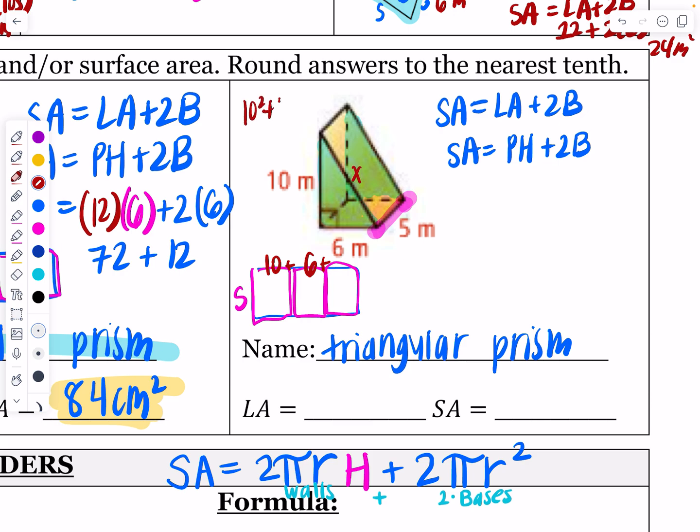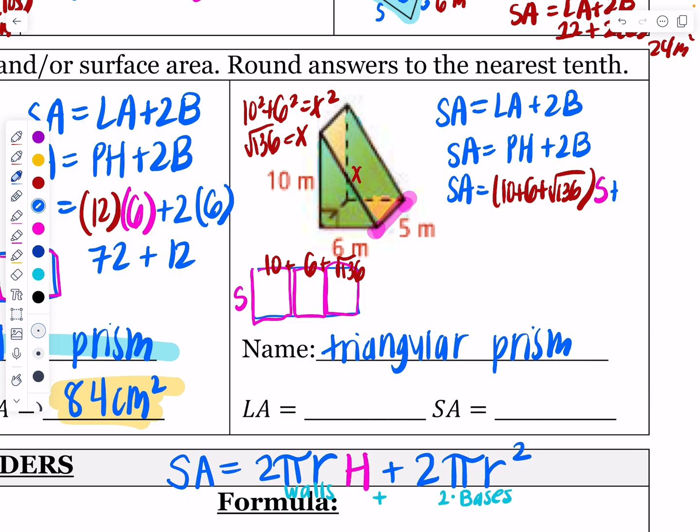Well, 10 squared plus 6 squared gives me x squared. And so x is going to be equal to the square root of 136. So I'm going to leave that as the square root of 136. Okay. So when I go to find my perimeter, it's going to be 10 plus 6 plus the square root of 136. So I'm going to go ahead and write that in. Surface area is going to be equal to the perimeter, which is 10 plus 6 plus the square root of 136. We're going to have to round that in a second. Times my height between them, which is 5. That gives me my walls, plus 2 of my bases.